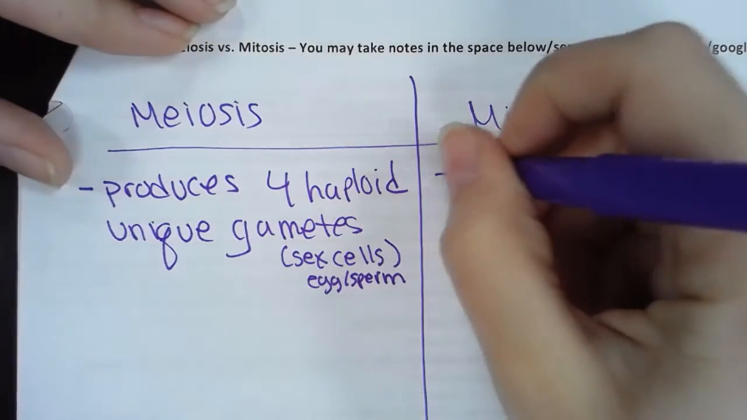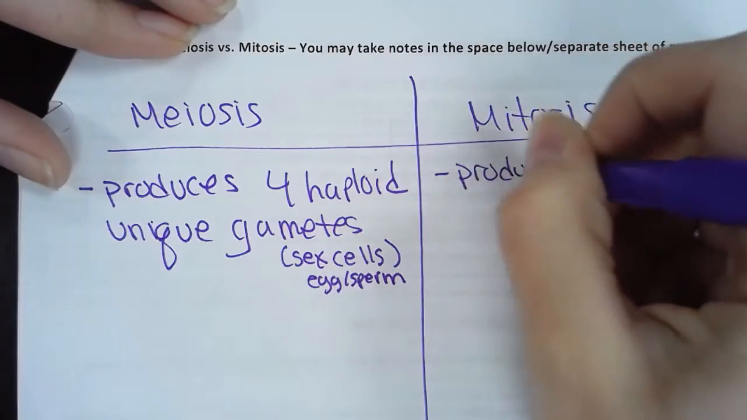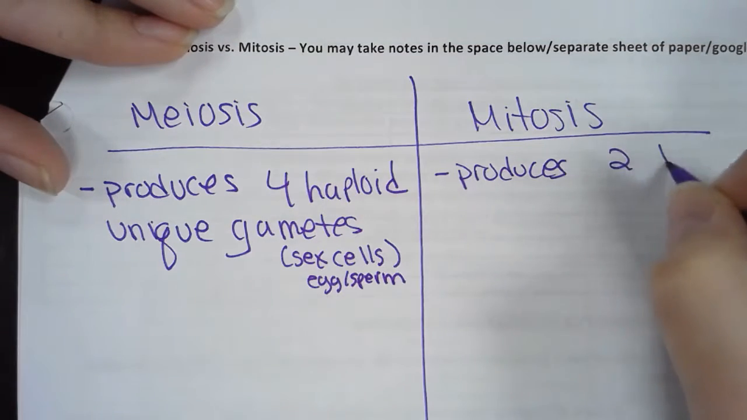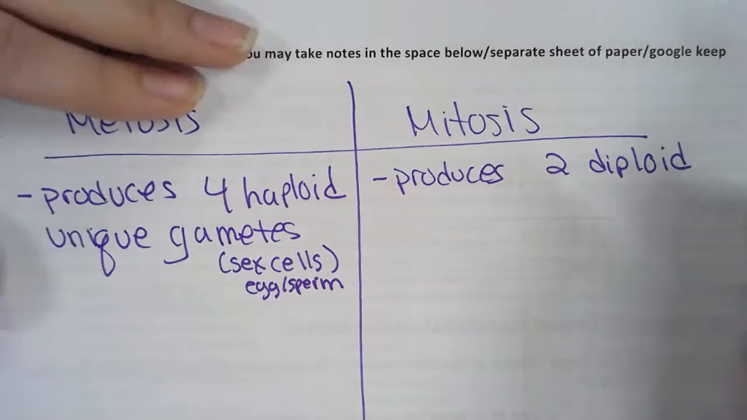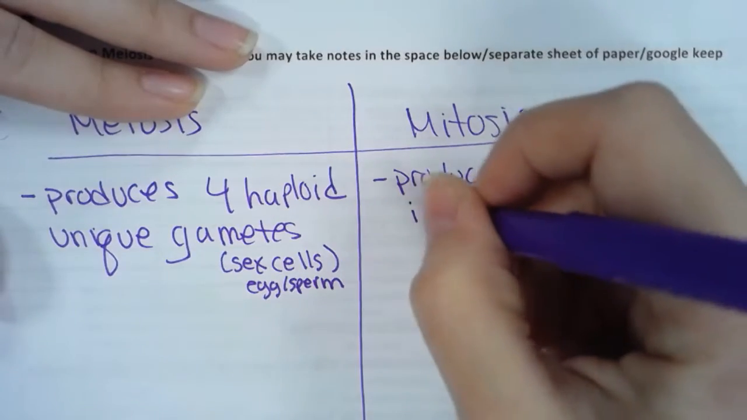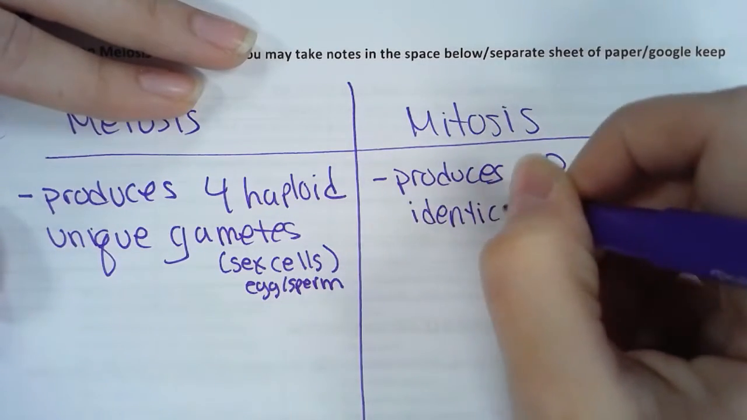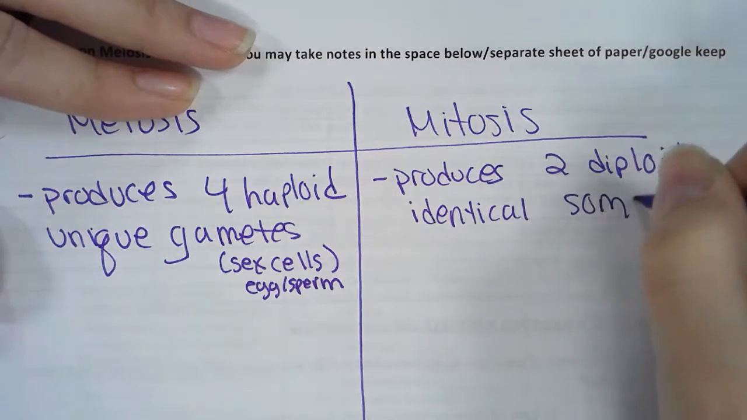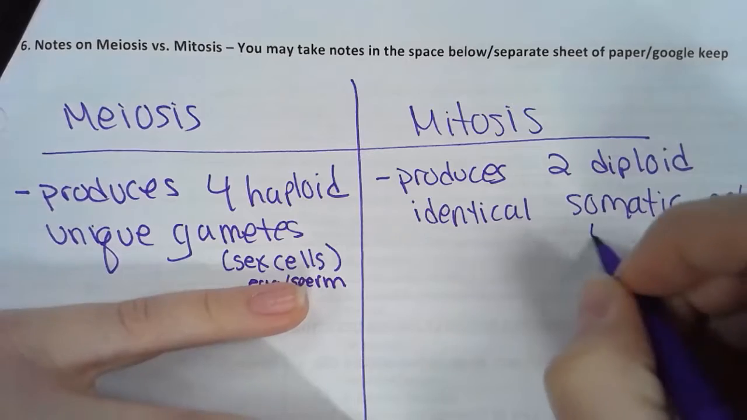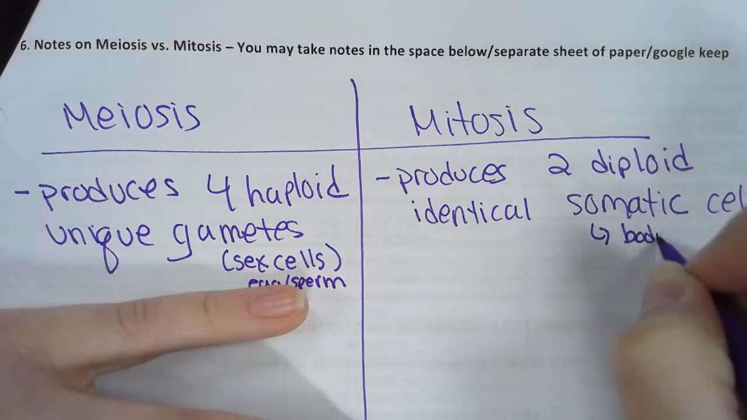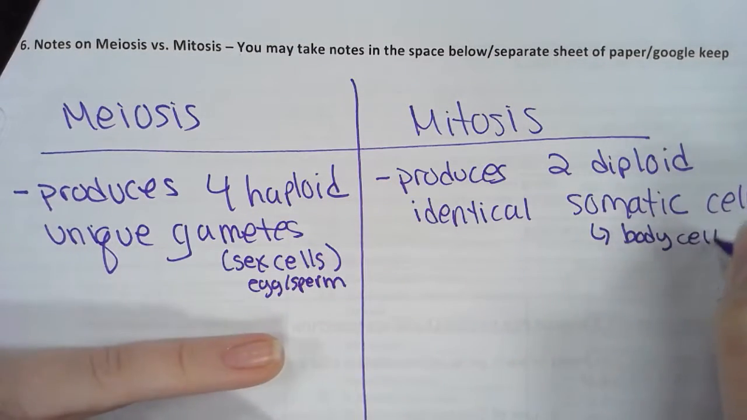Mitosis, on the other hand, produces 2 diploid. That means it has all the chromosomes, identical somatic cells. Somatic is basically a body cell.